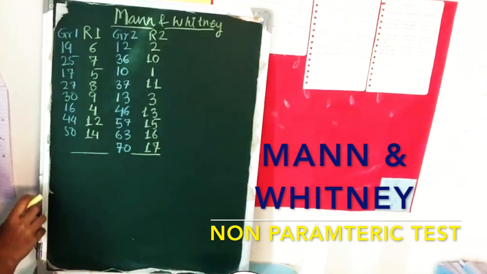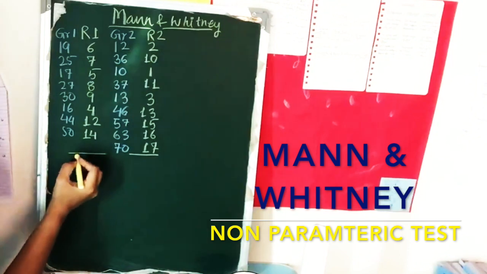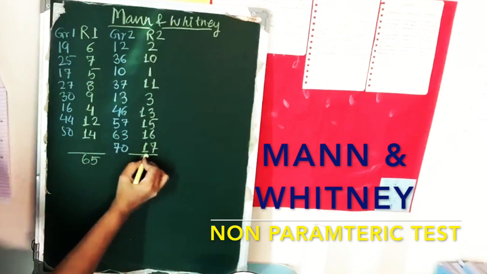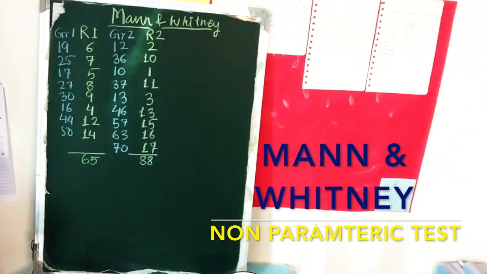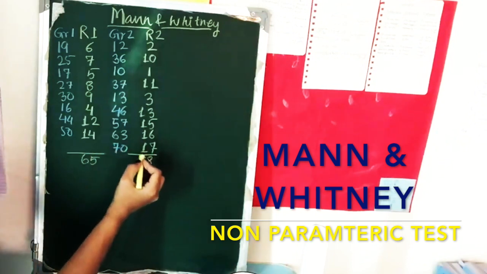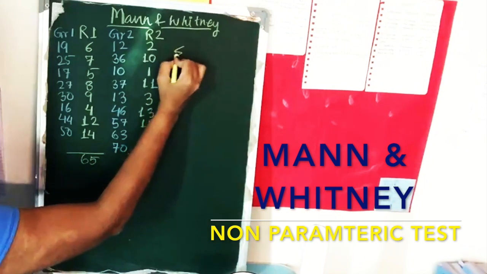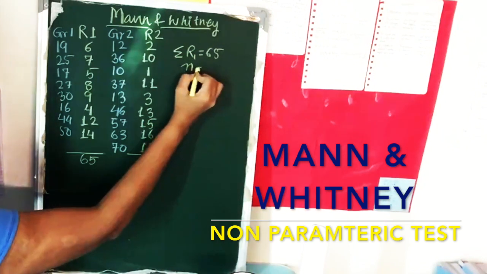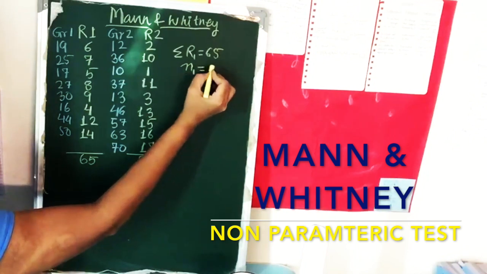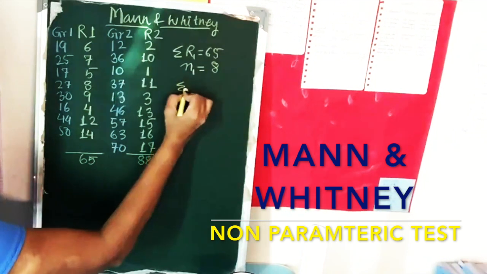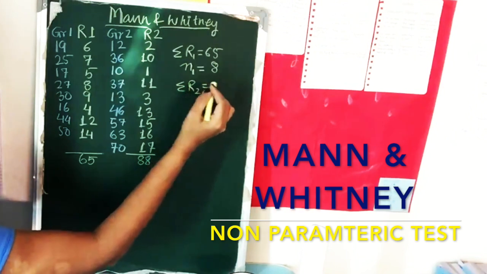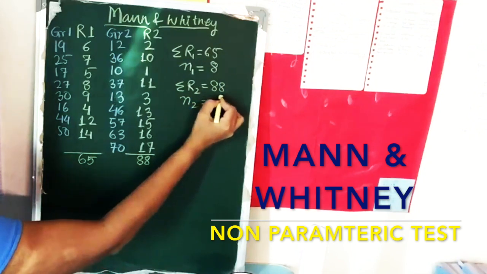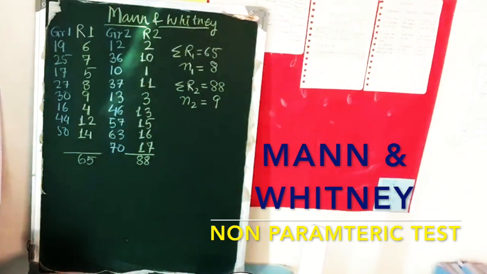So now what we need to do is make a sum total of ranking 1 of group 1 and sum total of ranking 2 of group 2. You can use a calculator to do an addition of it. Okay, so here the sum of rank 1 is 65, where n1 is equal to 8. Sum of rank 2 is equal to 88 and n2 is equal to 9. So n1 is not equal to n2 here.